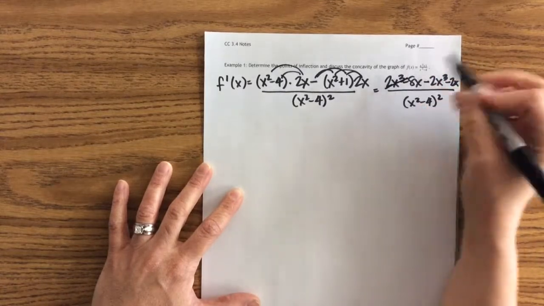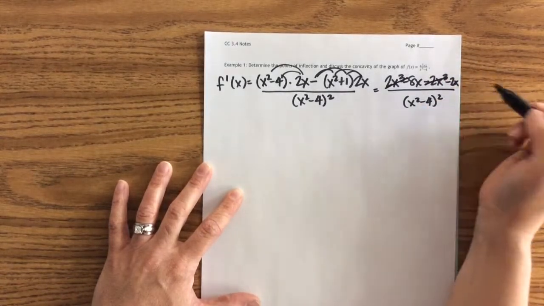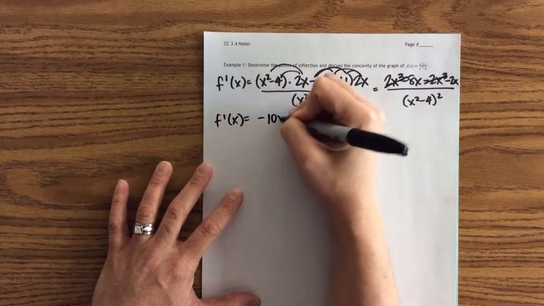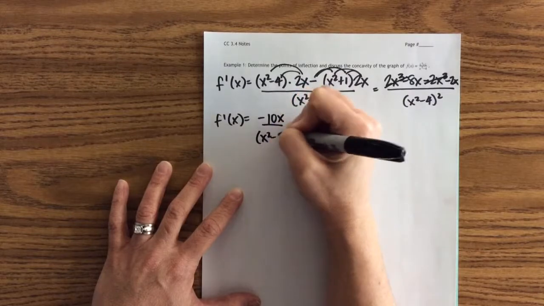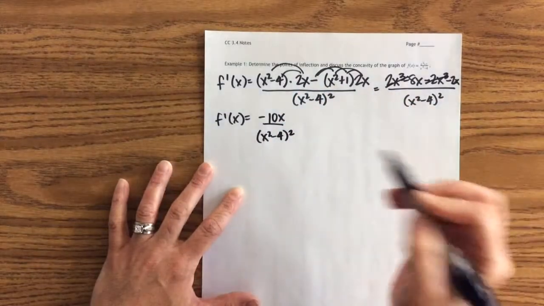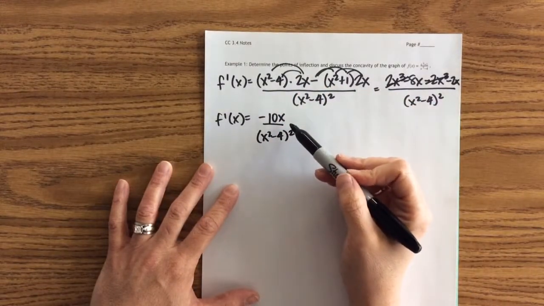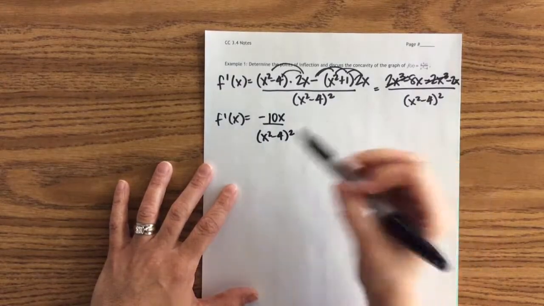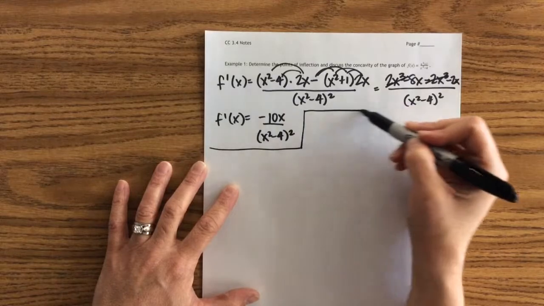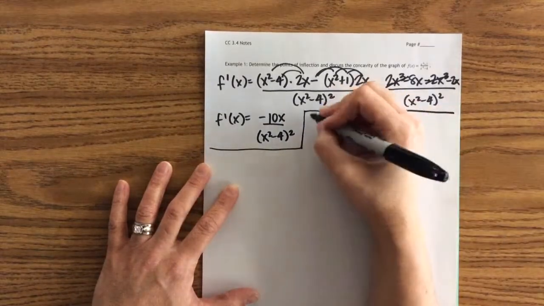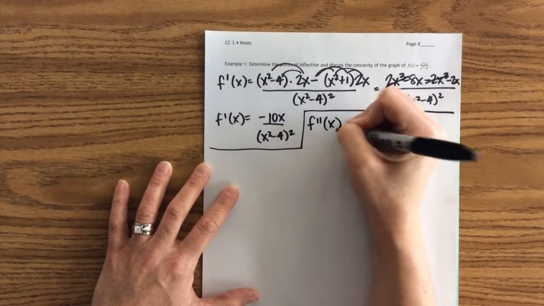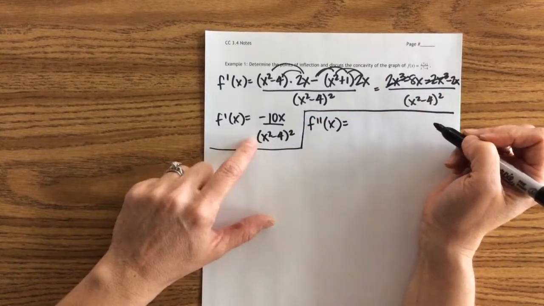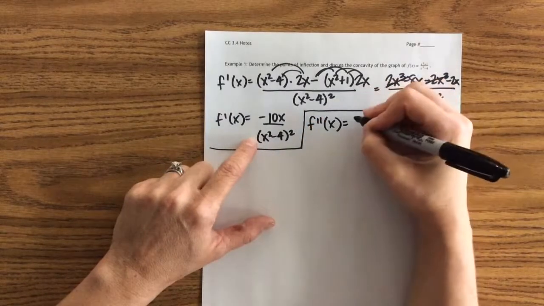It looks like my cubed terms cancel out, and my first derivative is negative 10x over x squared minus 4 squared. If I were doing increasing, decreasing, and extrema, I'd be able to test now. But I have to do concavity and inflection points, so I need a second derivative. So now I have to do the derivative of that. Again, it's a quotient. I'm going to use the quotient rule.